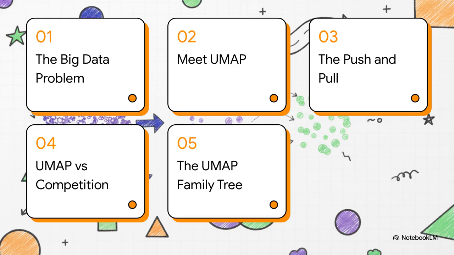Okay, let's dive into this. Here is our roadmap for the journey. First, we'll look at the big data problem. Second, we meet UMAP itself. Third, the push and pull physics under the hood. Fourth, UMAP versus the competition. And finally, the UMAP family tree.